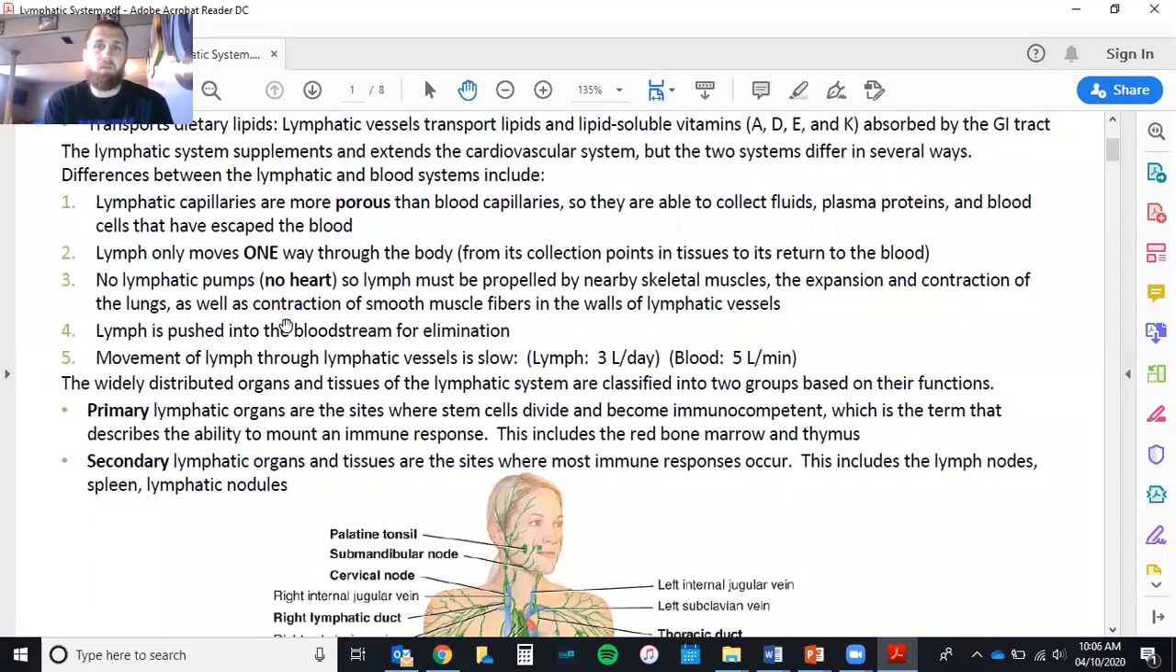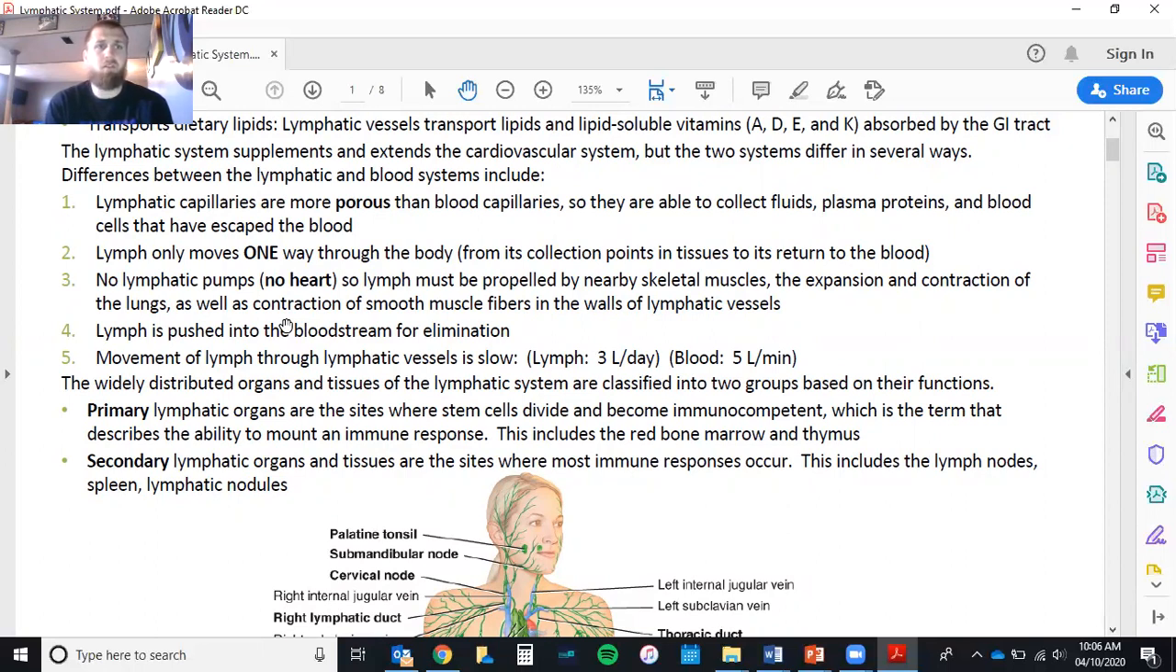So they're able to collect fluids, plasma proteins, and blood cells that have escaped the blood. Lymph only moves in one direction, whereas blood moves in two directions. Blood moves away from the heart and back to the heart, whereas lymph is only moving towards the heart, where it's collected, and then back to the point where it returns to the blood, which is close to the heart.